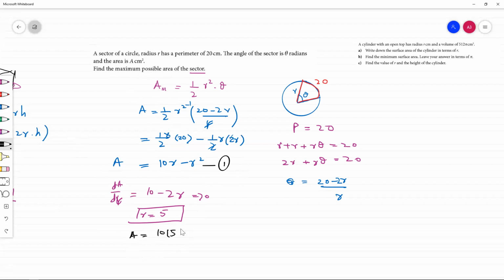10 into 5 minus 5 whole square. So 10 into 5, 50 minus 25. It would be 25 units square. That was centimeter, so centimeter square.